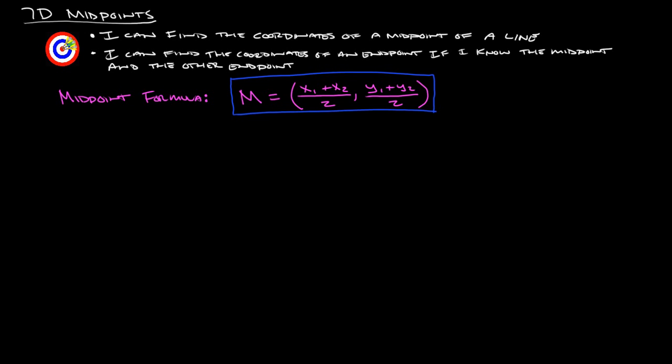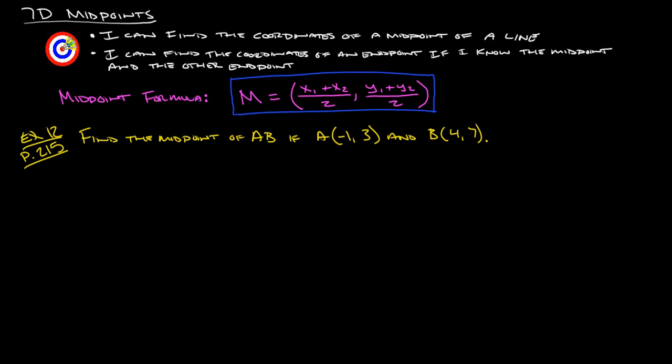Alright, so let's put that into use, and let's find the midpoint of AB if A is (-1, 3) and B is (4, 7). So all we're going to do on that here is just plug it into our formula. So M is, and let's call this the first point, so we'll call this x1 and y1, and then this will be x2 and y2. Right? So when we plug that in, we get -1 plus 4 over 2, and then we also get 3 plus 7 over 2.